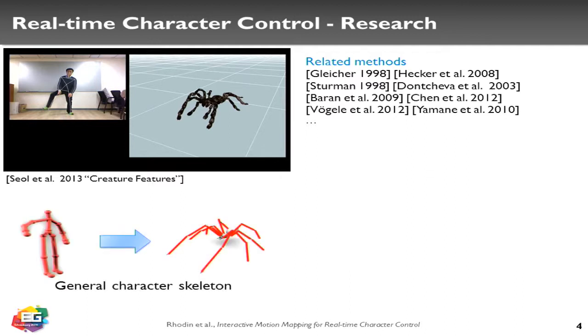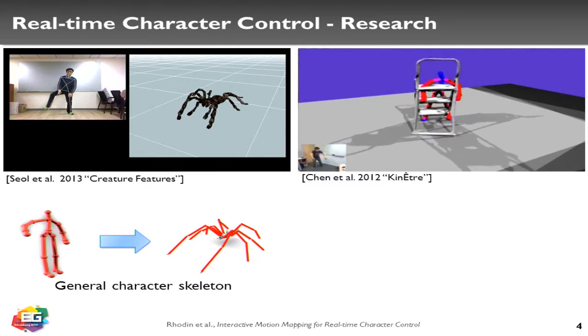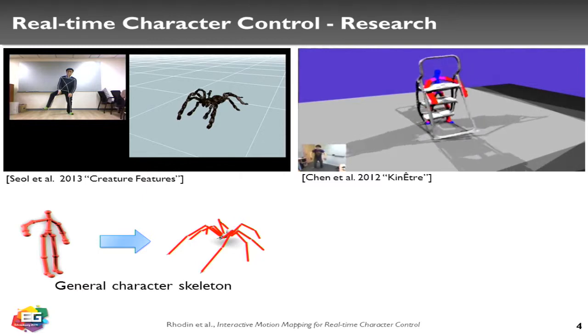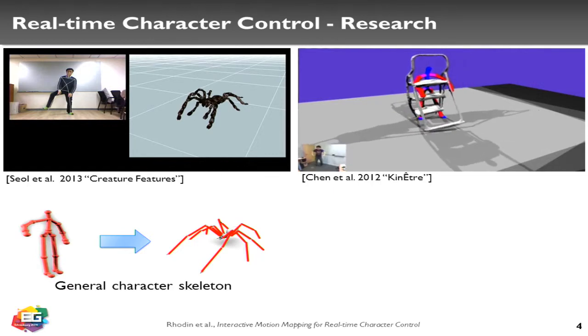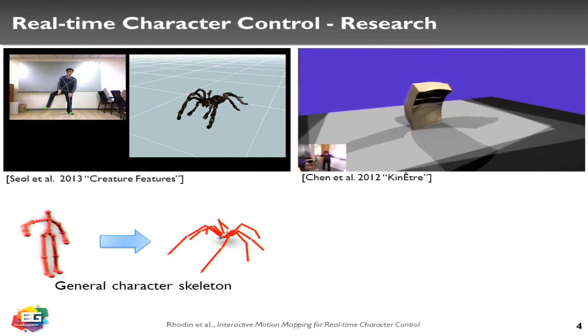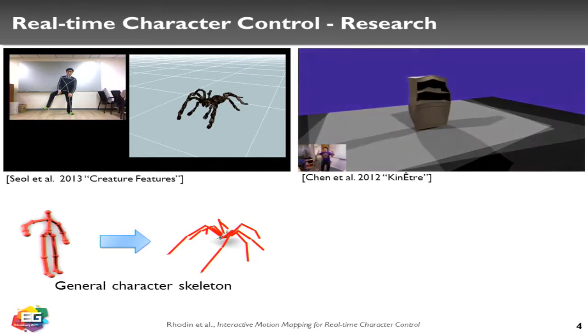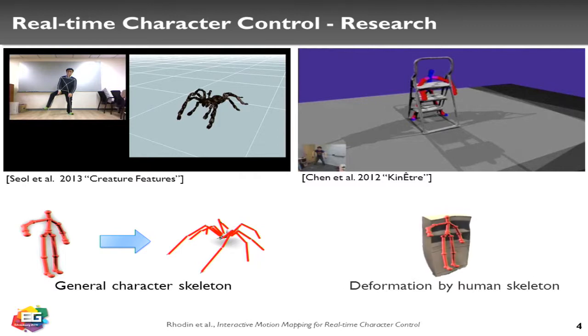Another approach is to somehow consider everything as a human. The idea in this case is, if you see the movie from Pixar, like Flexo, you can consider almost every object as a human. So in this case, it maps the human skeleton and provides some deformation to create some kind of human-like behavior on very different objects.